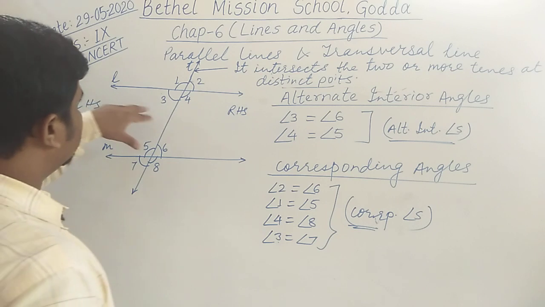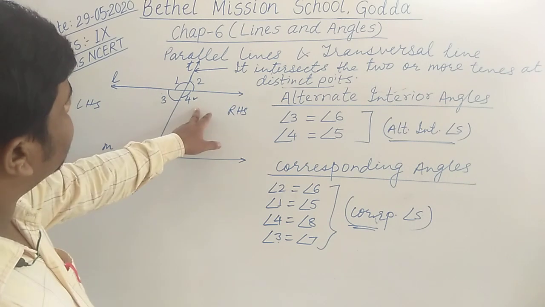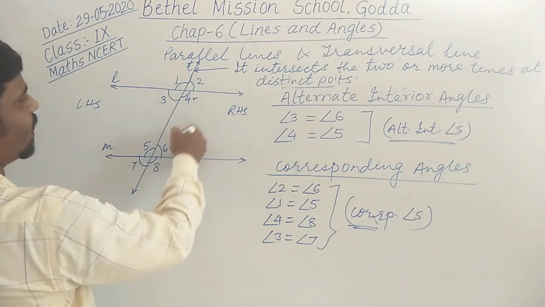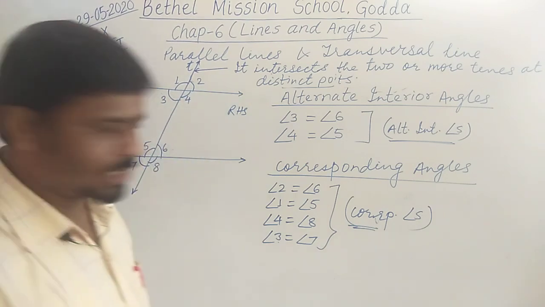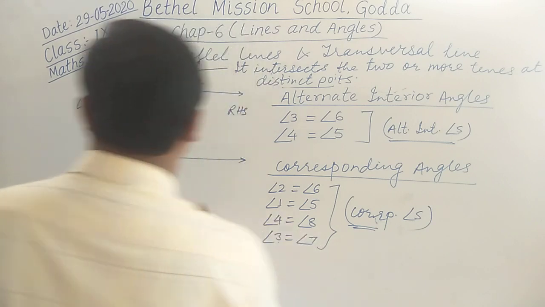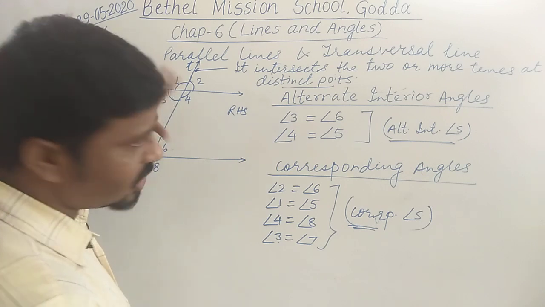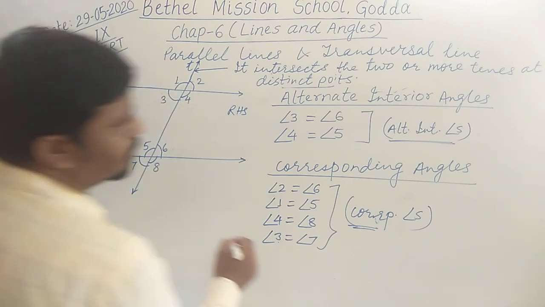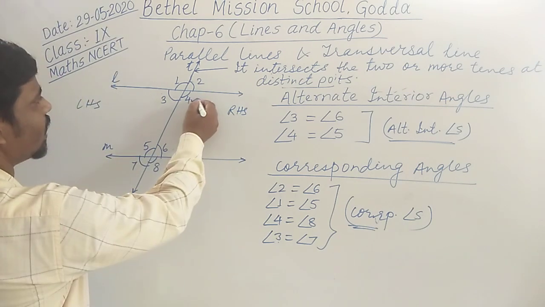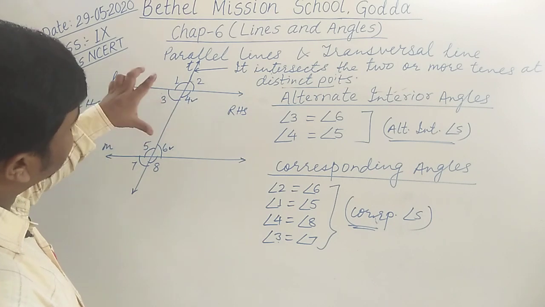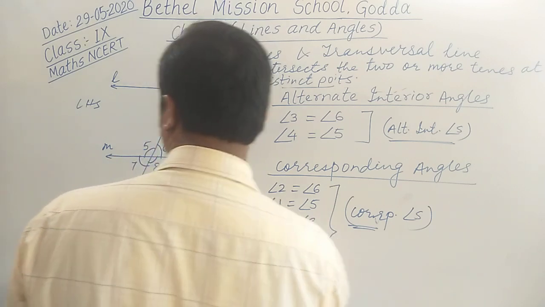Now angle 4 and angle 6. What will be the sum of these two angles? The sum of these two angles will be 180 degrees, and that concept comes from Euclid's fifth postulate. Same side, but they are consecutive and they are inside. That's why they are called consecutive interior angles. These two angles are called consecutive interior angles, and their sum will be 180 degrees because they are supplementary angles.